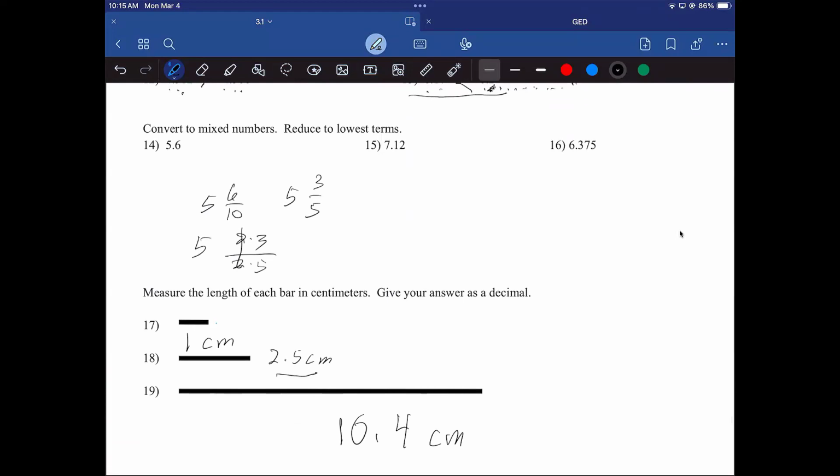So this is a brief introduction to decimals. Realize that if there's an and, that's the decimal point, always.